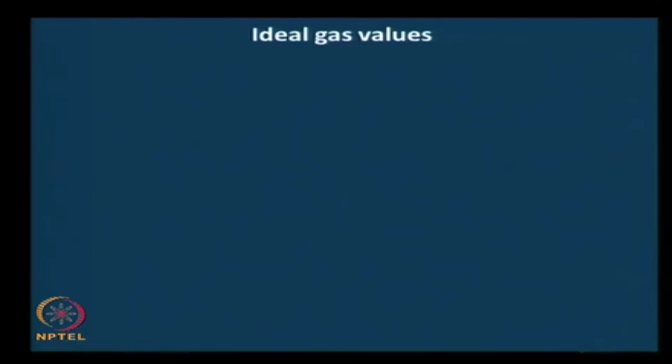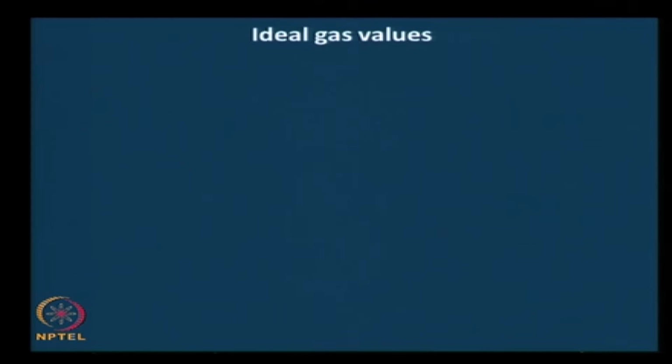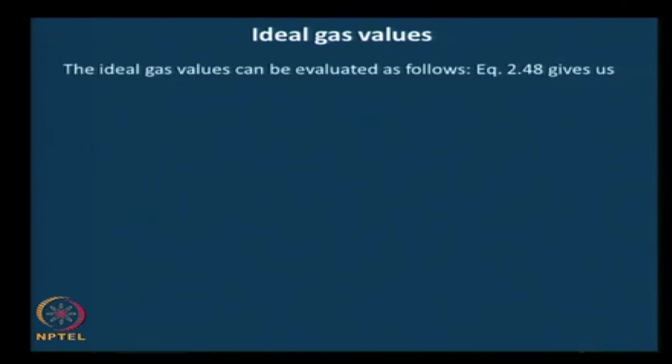So let us look at the second part now. We had the residual properties evaluation in terms of P, V, T, Z and so on. Now let us look at how to get the ideal gas values in terms of the easily measurable quantities. The ideal gas values can be evaluated as follows. Equation 248 gave us dH equals Cp dT plus [V minus T ∂V/∂T at constant pressure] dP. This we have already seen.